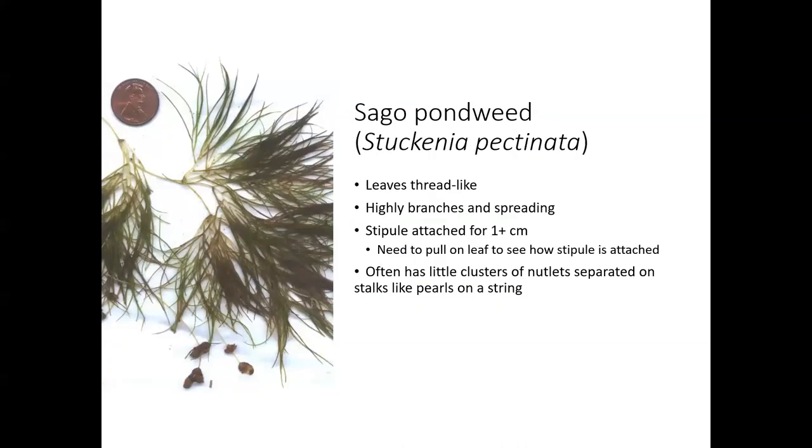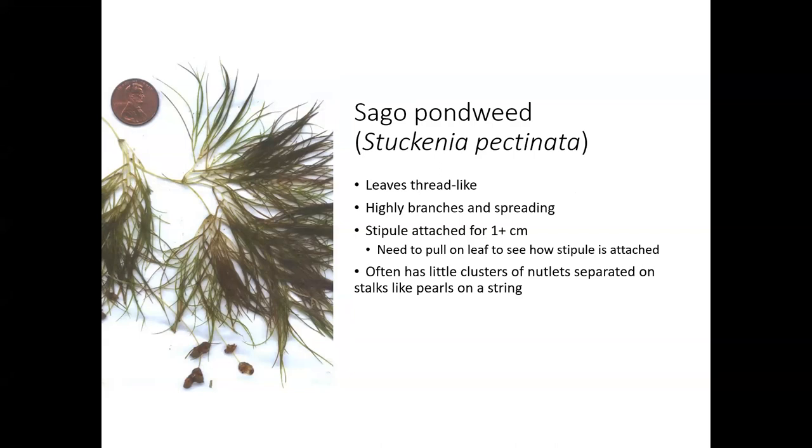The last plant we've got here is sago pondweed. This is Stuckenia pectinata. This again is a different genus. I don't really have a good picture to show you how the stipule is attached, but that basically is what makes this a Stuckenia instead of a Potamogeton.